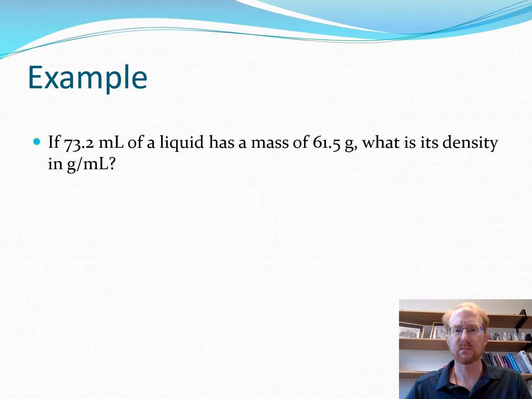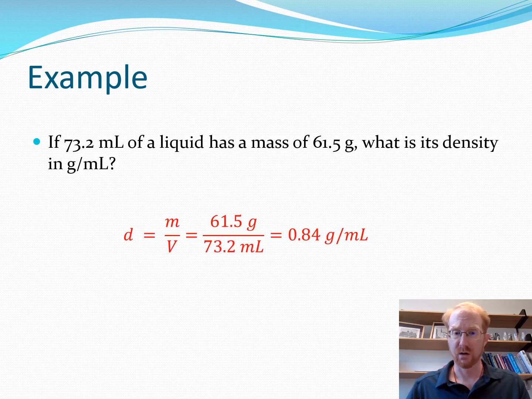So let's look at a calculation that we can do with density. I have 73.2 milliliters of a liquid, and that has a mass of 61.5 grams. So what is the density in terms of grams per mil? This is really straightforward. I'm given values in terms of mass and volume, and those units are grams and milliliters. I don't have to do anything except divide one into the other. So density is grams per mil, so that's how I set up my ratio. Mass in the numerator, volume in the denominator, I get 0.84 grams per milliliter. This is the density for this liquid.